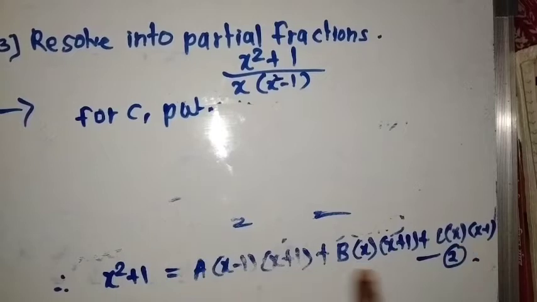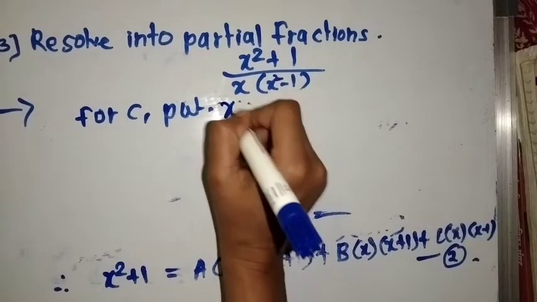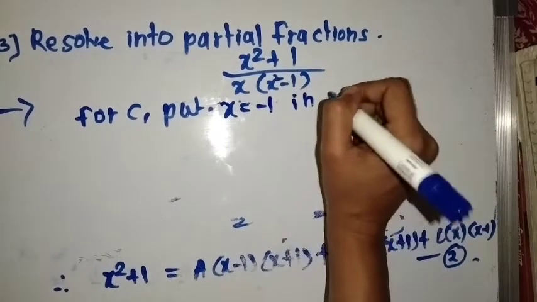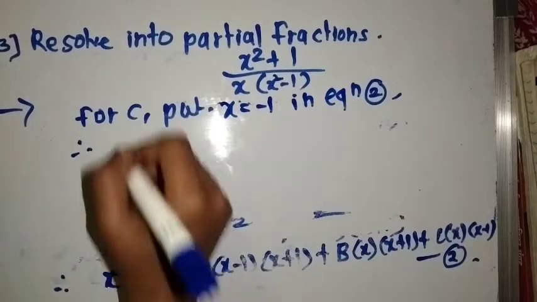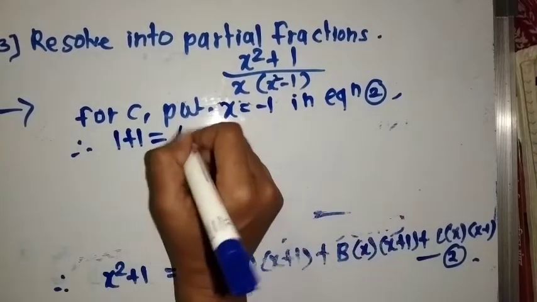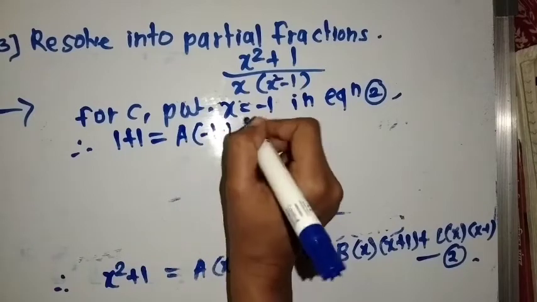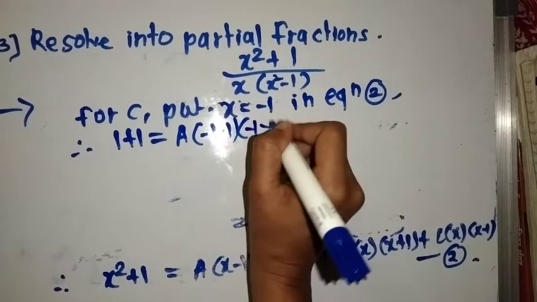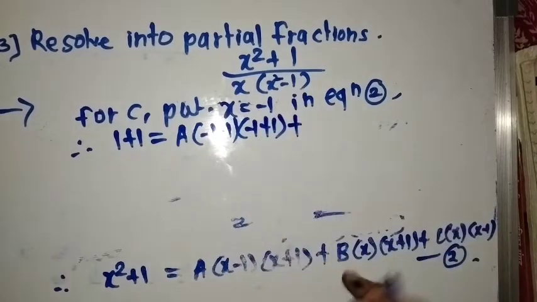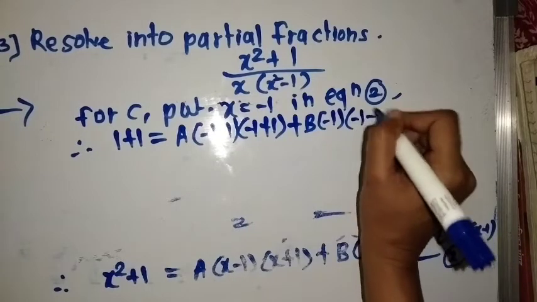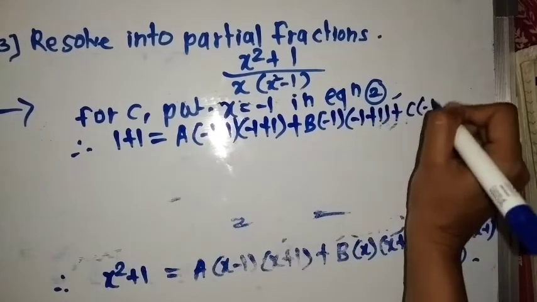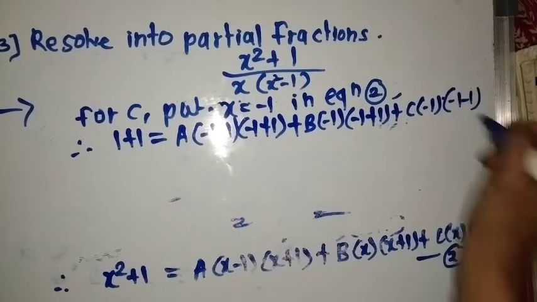c फाइंड आउट करण्यासाठी या ही आणि ही व्हॅल्यू 0 आली पाहिजे. त्यासाठी here put x is equal to minus 1 in equation 2. Hence we get minus 1 square plus 1 is equal to a, minus 1 minus 1, minus 1 plus 1, plus b, minus 1 minus 1 plus 1, plus c, minus 1 minus 1, minus 1.